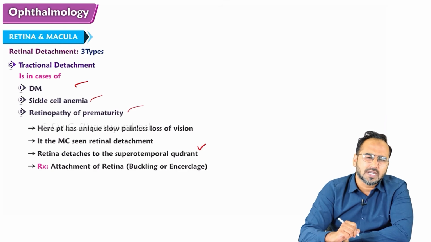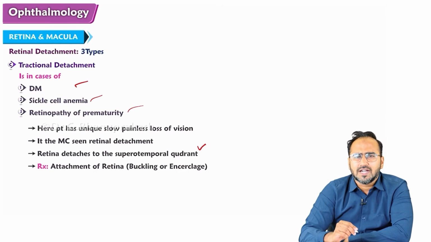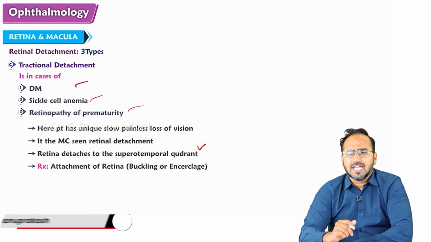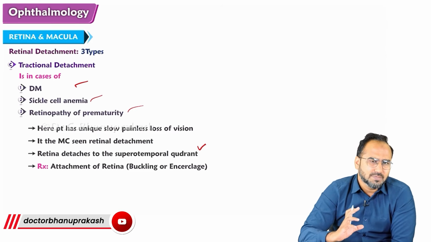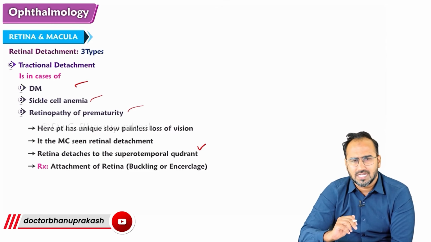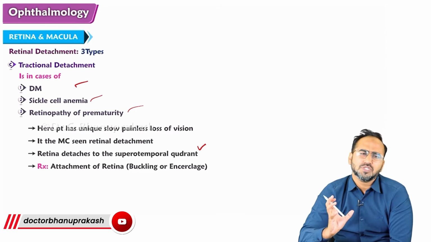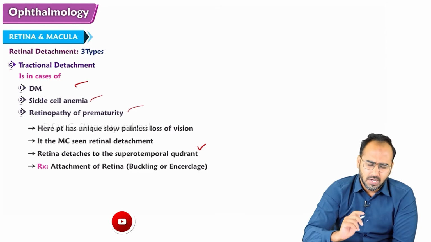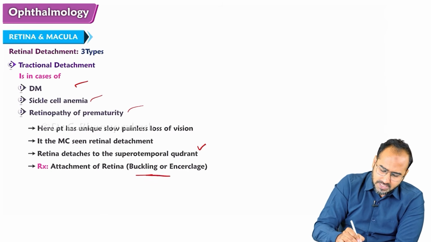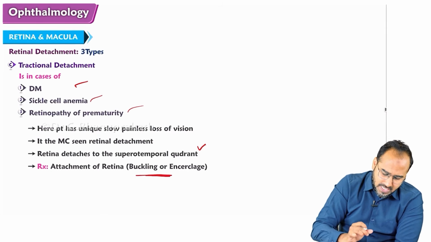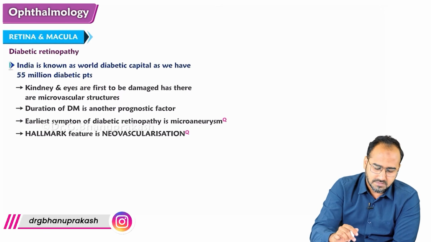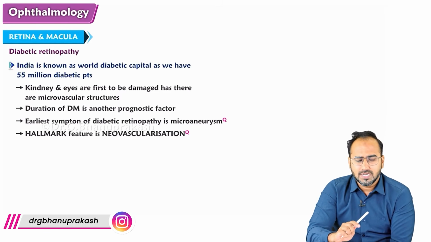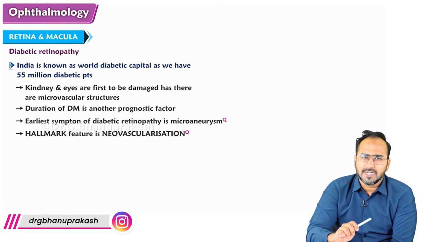The treatment is what, guys? How will you treat this kind of retinal detachment? If the retina is being detached, the treatment is what? You go for reattachment and buckling or encirclage. If the retina is detached, you attach it back by buckling or encirclage. Buckling or encirclage could be done over here in tractional retinal detachment. Okay, that's regarding what? That's regarding tractional retinal detachment.